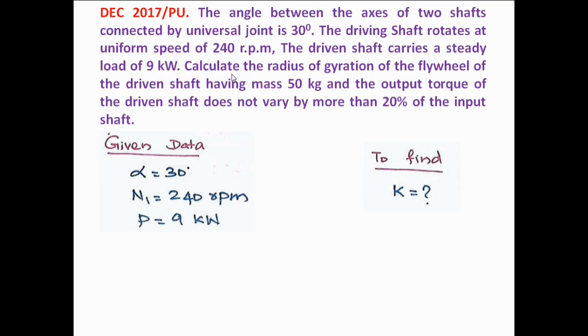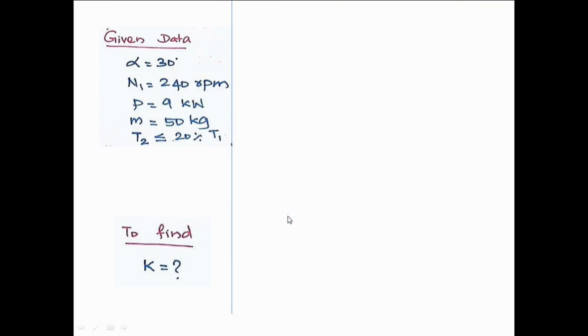Calculate the radius of gyration of the flywheel K when the mass of the flywheel is 50 kg and the output torque does not vary more than 20% of the input torque T1. That means the output torque variation should be less than or equal to 20% of the input torque. Substitute the given N1 value in this formula, we can get omega 1.